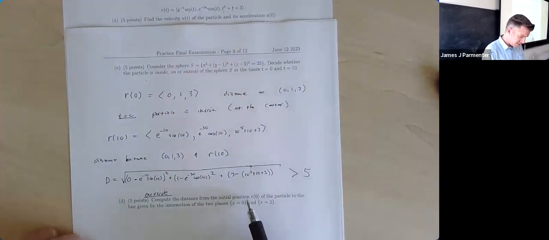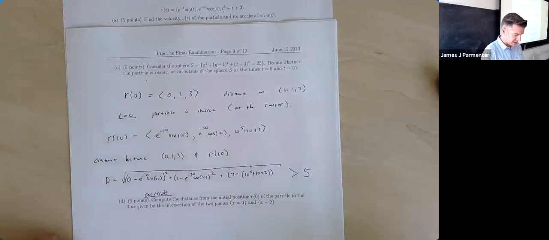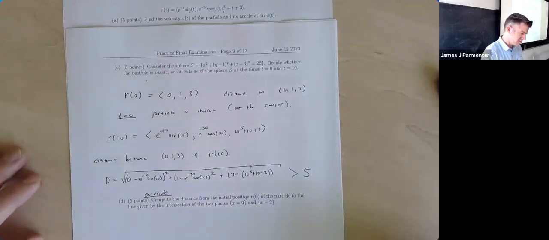Compute the distance from the initial position of the particle to the line given by the intersection of the two planes x equals 0 and x equals 2.